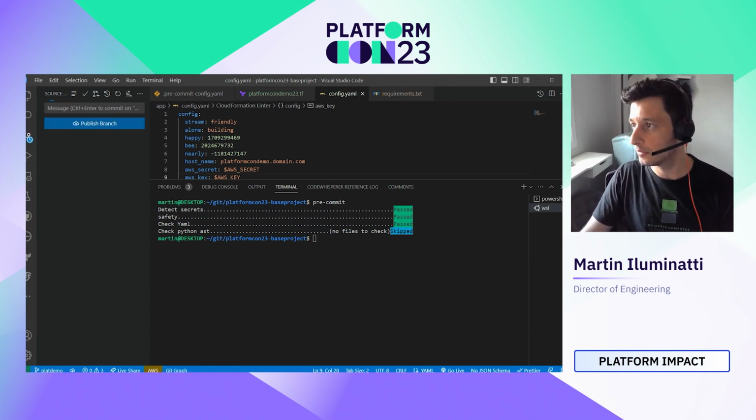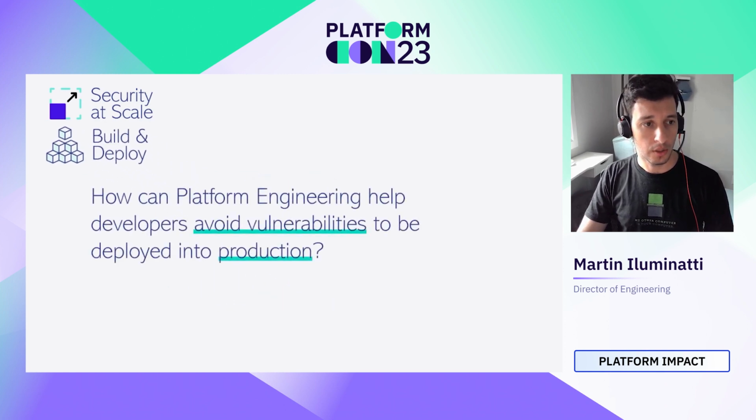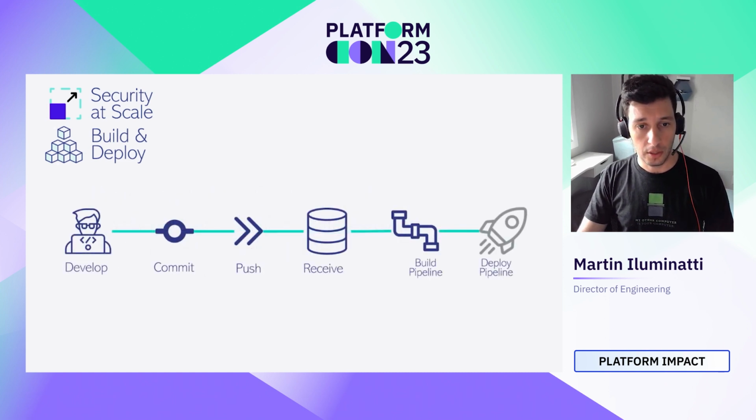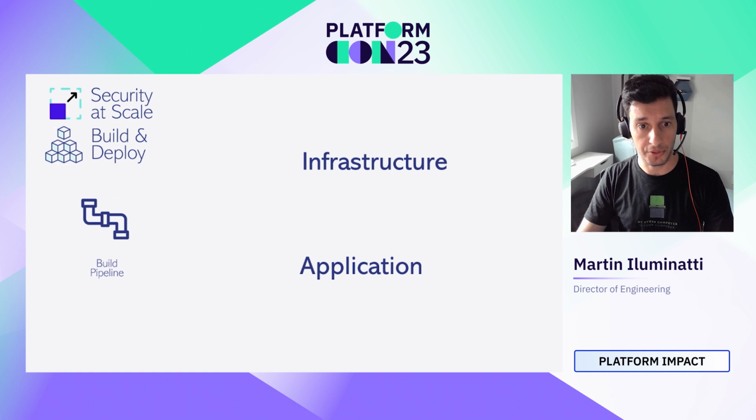Perfect. Moving into the build and deploy phase, we're going to be answering the question, how can platform engineering help developers avoid vulnerabilities being deployed into production? So the code is now committed, is pushed, is sitting in a repository. It would be natural to expect that a CI pipeline will actually be executed against that code, which is exactly what we're going to be leveraging.